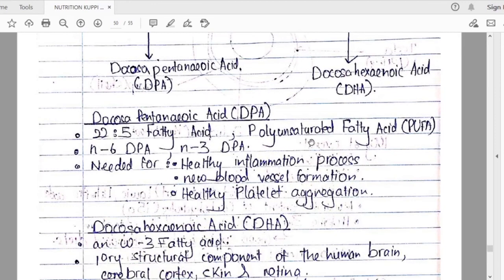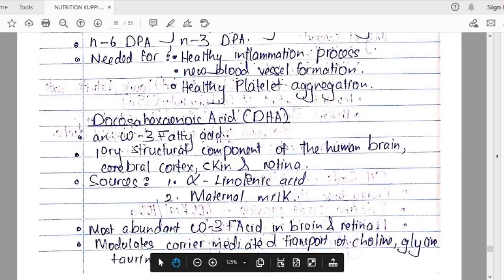Then there is a small detail about DPA. It is a 22 by 25 fatty acid and a polyunsaturated fatty acid. There are two types, n6 DPA and n3 DPA. It is needed for a healthy inflammation process, new blood vessel formation, which we call angiogenesis, and healthy platelet aggregation. Then let's talk about DHA.